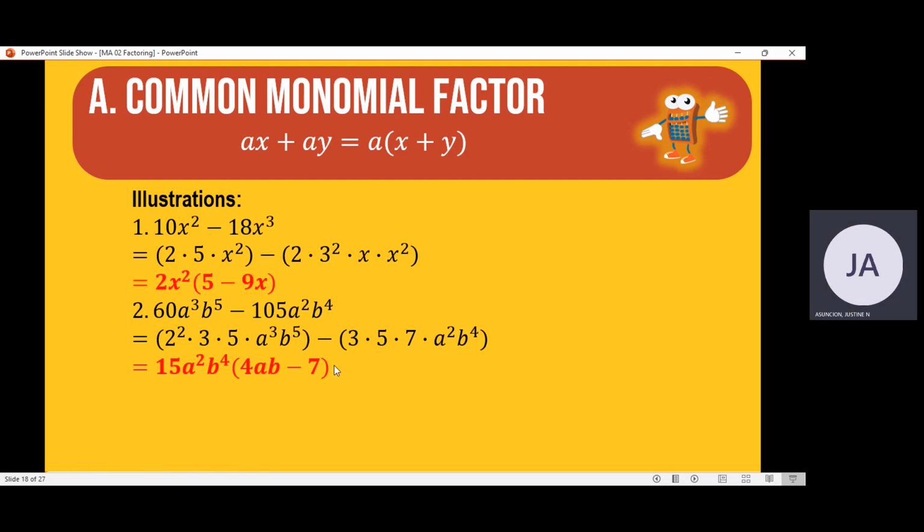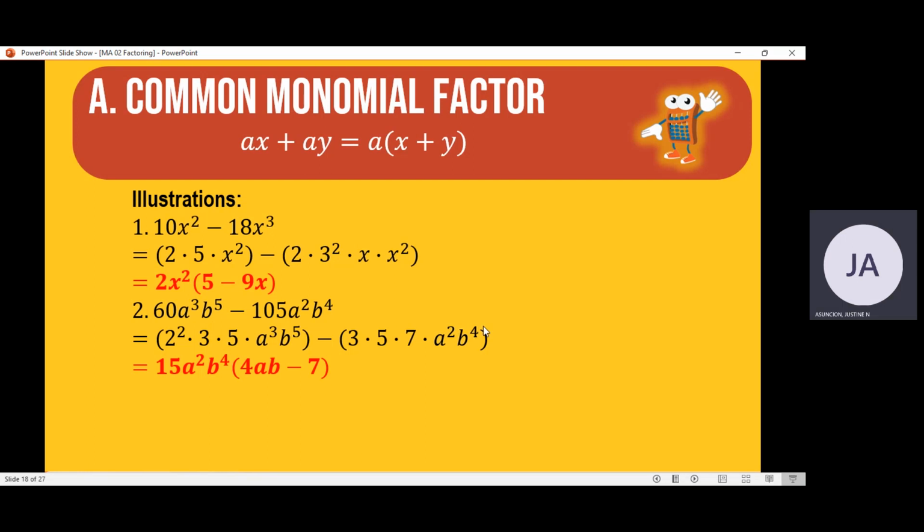As you notice here, you observe the least exponent on each variable. As you can see here, a cubed and a squared, that's a squared. b raised to 5 and b raised to 4, that's b raised to 4.